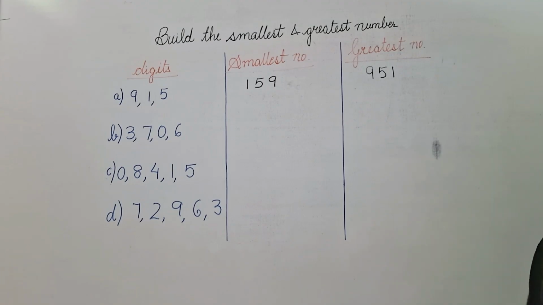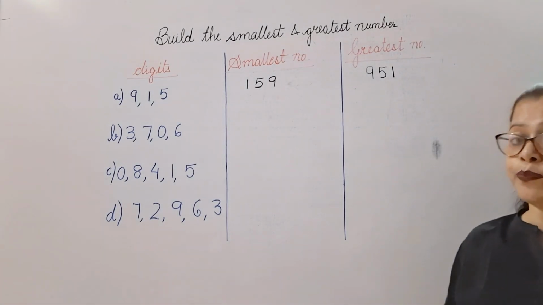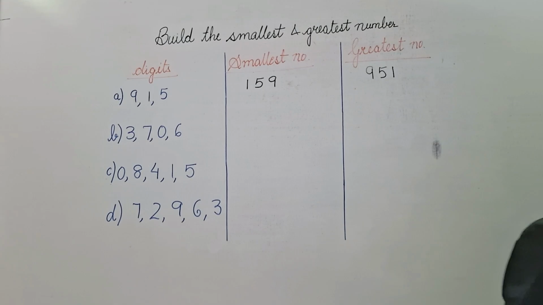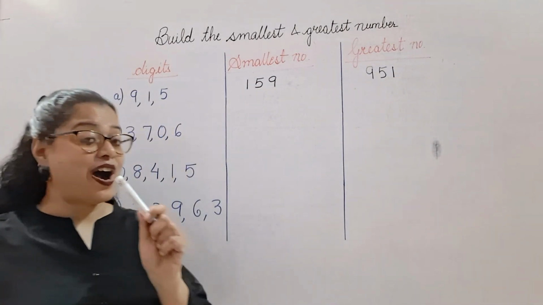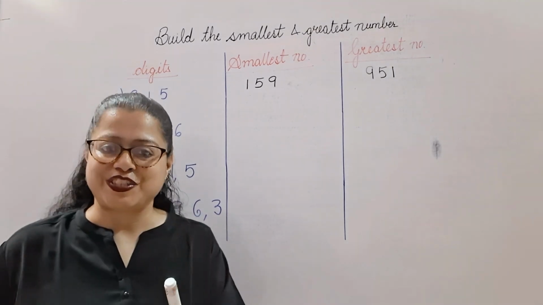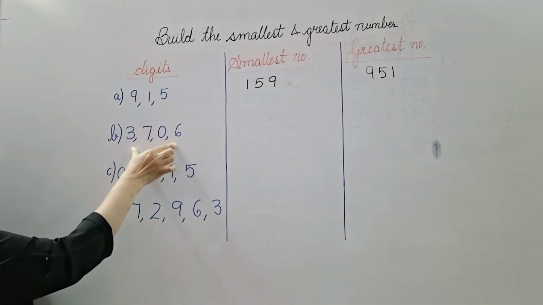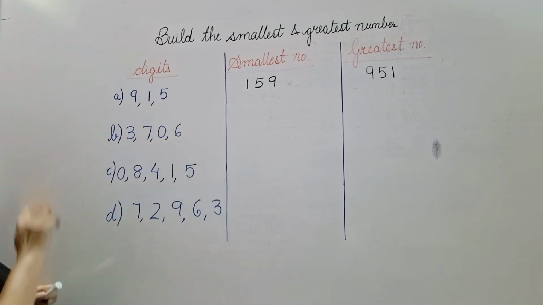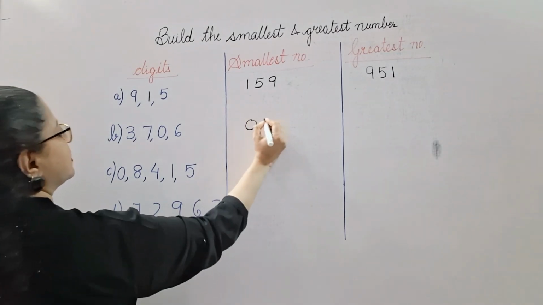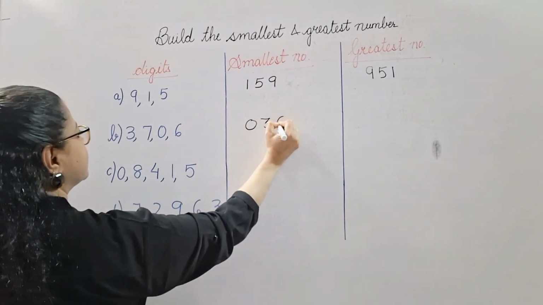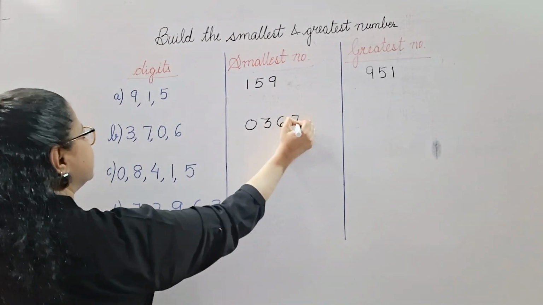3, 7, 0, 6. Okay, now again very important. Before this, first and foremost, you have to keep in mind: we have to form how many digit number? A 4-digit number. Here these 4 digits we will use and form a number. Now which one do we have to form? The first is the smallest one. Which is the smallest digit here? 0, then 3, then 6, and then 7.